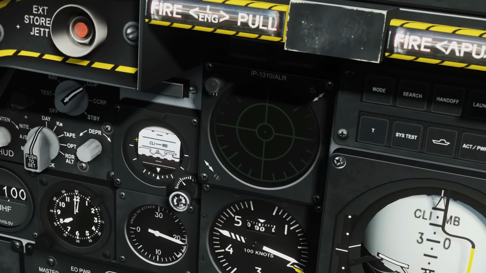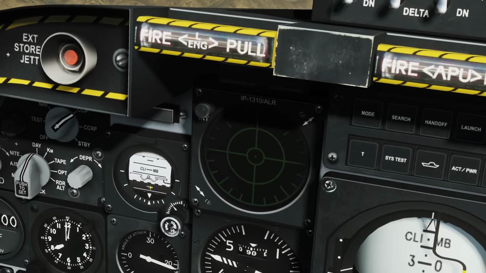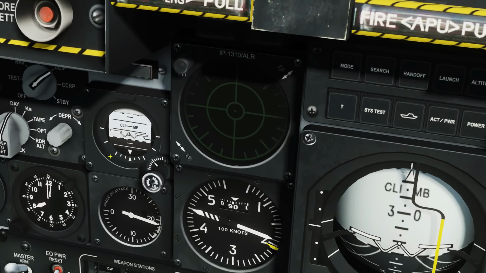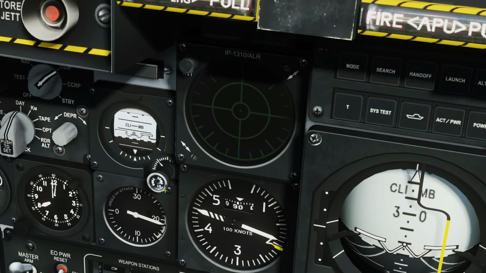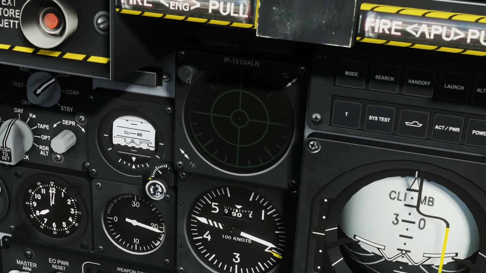Next we have a backup ADI, otherwise known as artificial horizon. It does work and it's small and it's a backup. The caging knob here does not work and we cannot adjust it.